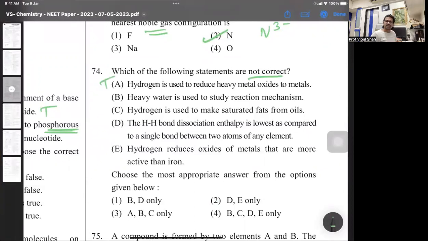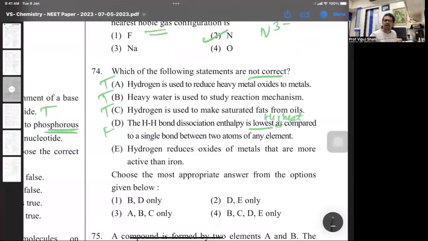Heavy water is used to study reaction mechanism. Yes, that's also true. Hydrogen is used to make saturated fats from oils. Yes, that's the process of hydrogenation, which we know. Then, the hydrogen bond dissociation enthalpy is lowest as compared to a single bond. This is a false statement. It's the one which has the highest enthalpy, not the lowest.